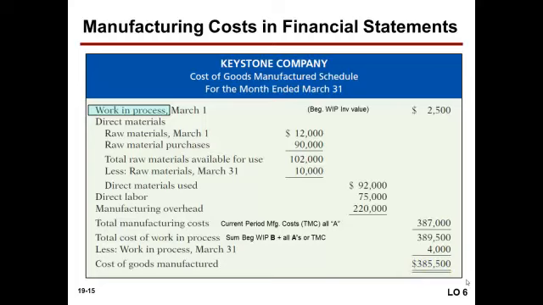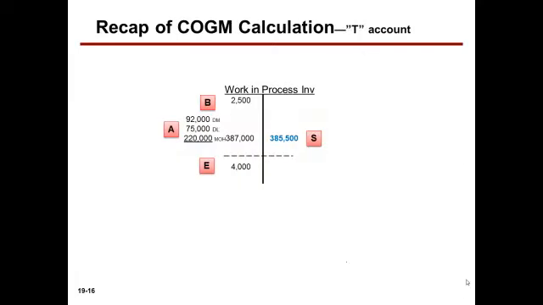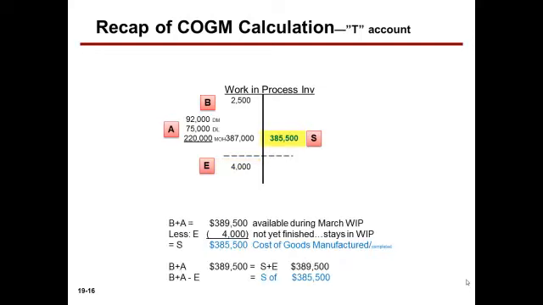Let's look at a T account of what we just did. Again, we had beginning work in process, $2,500. We added our three cost elements during the month that totaled $387,000. Ending inventory assigned to $4,000. So by difference, we determined the amount of cost of goods manufactured that we have to remove or subtract from the work in process inventory, $385,500. Here's our math at the bottom.